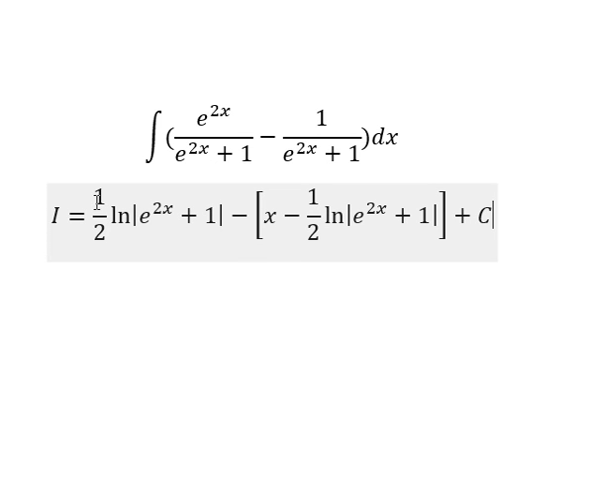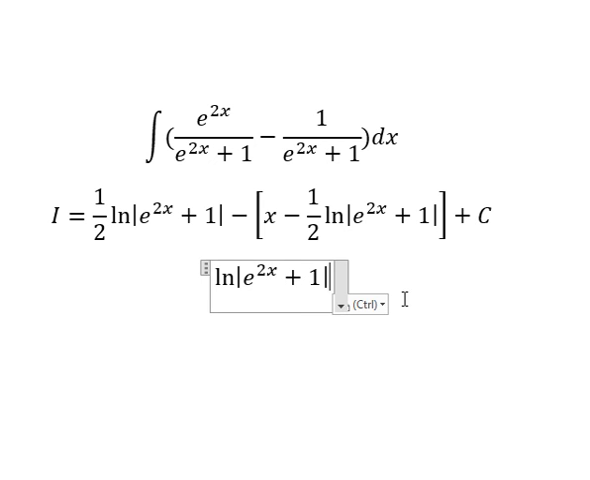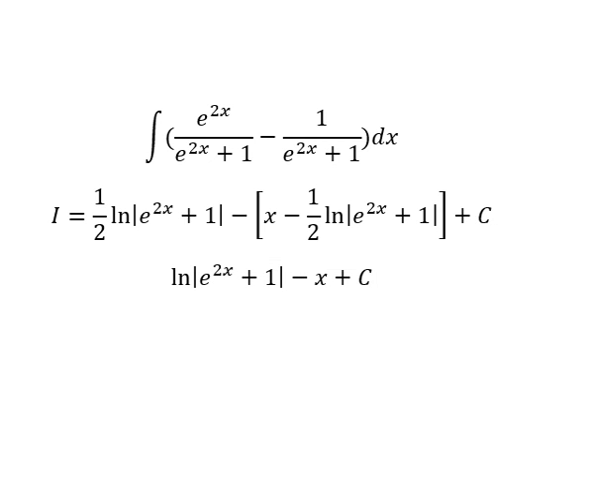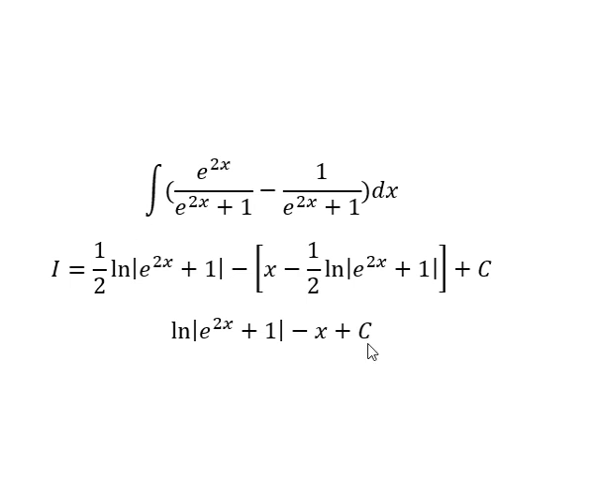So we have 1 over 2 minus 1 over 2. So we have the positive. So 1 over 2 plus 1 over 2, we have number 1. And we have this one in here. Minus s, and we put c. And here is the final answer.